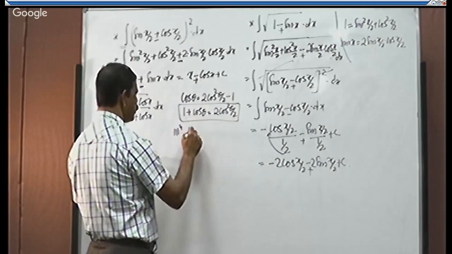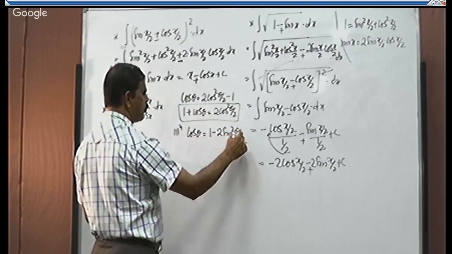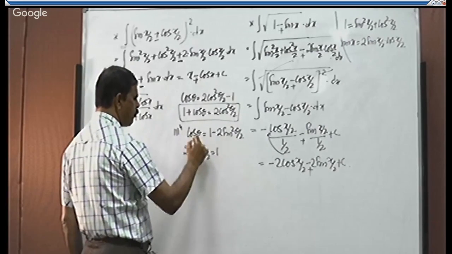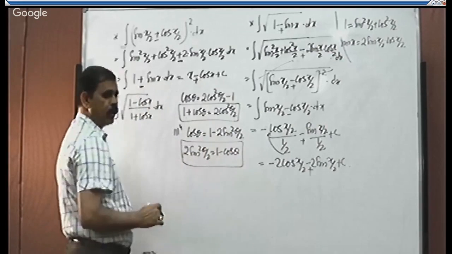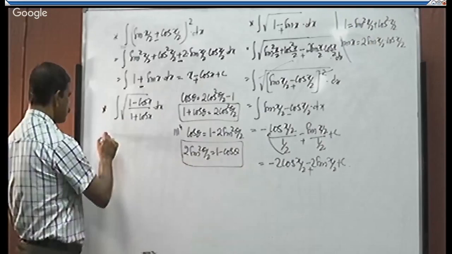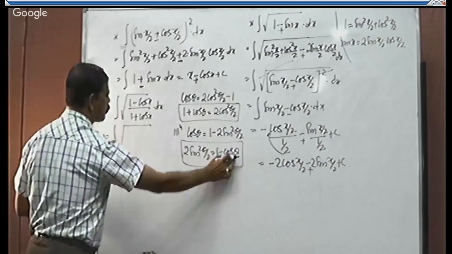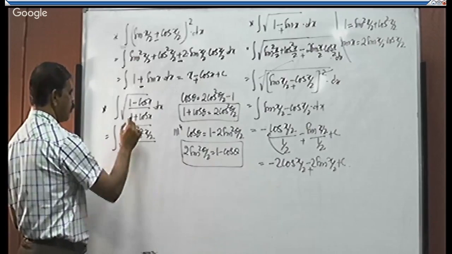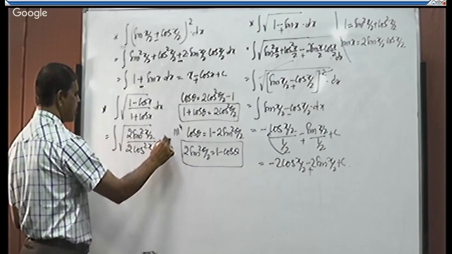Similarly, cos theta has another formula, that is 1 minus 2 sin square theta by 2. Therefore, 2 sin square theta by 2 is equal to 1 minus cos theta. So in place of 1 minus cos theta, it should be taken as 2 sin square theta by 2. Now substitute according to that. 1 minus cos x is 2 sin square x by 2 divided by 1 plus cos x, which is 2 cos square x by 2, into dx.